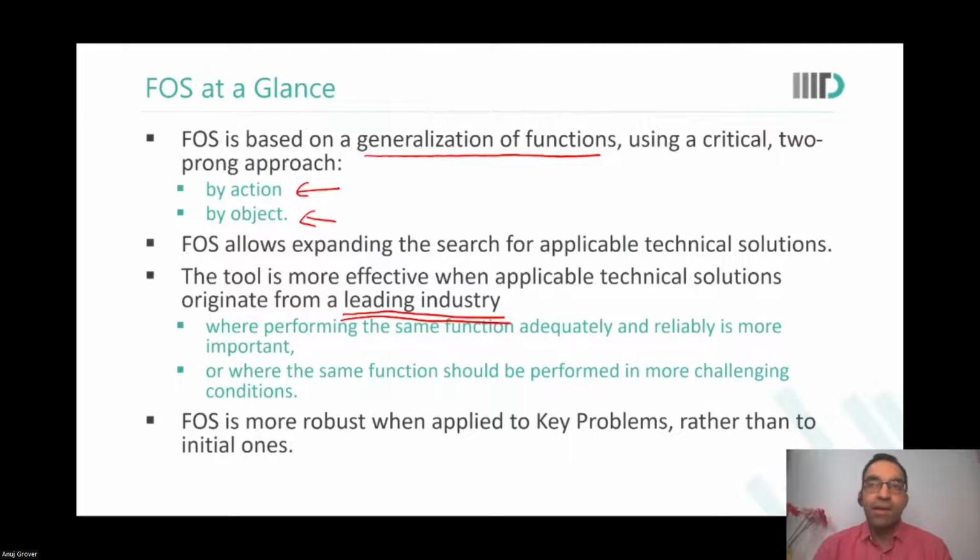For example, mostly you will find that military applications or space applications. How would you do this in space? When it comes to products, that is what it is. That is where it talks about leading industry.